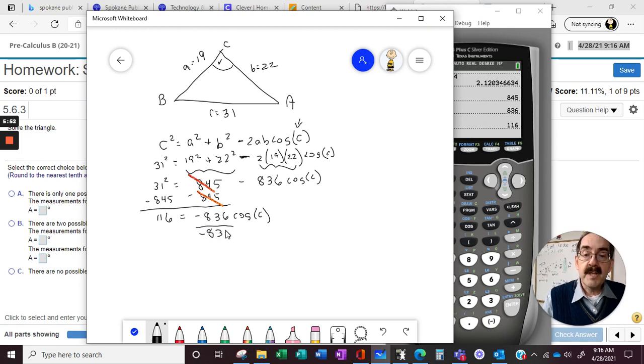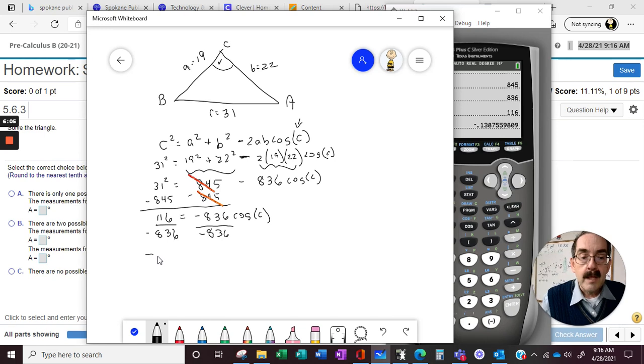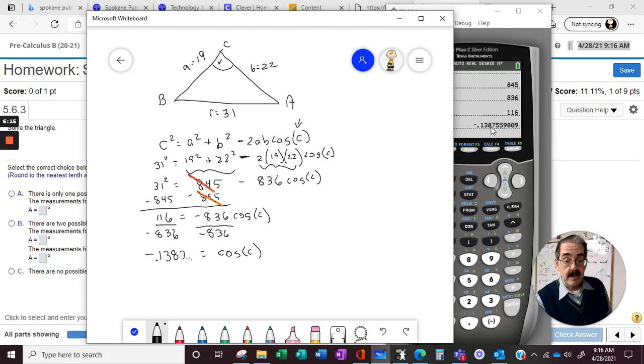Now that's a multiplication, so now I've got to divide both sides by negative 836. Divide by negative 836. Negative 0.1387 equals cosine C. Now I'm not going to round it. I'm going to leave it in the calculator like that.